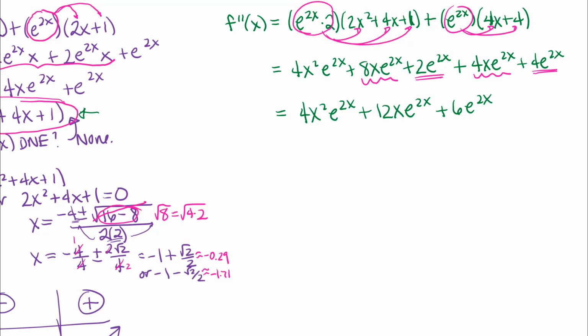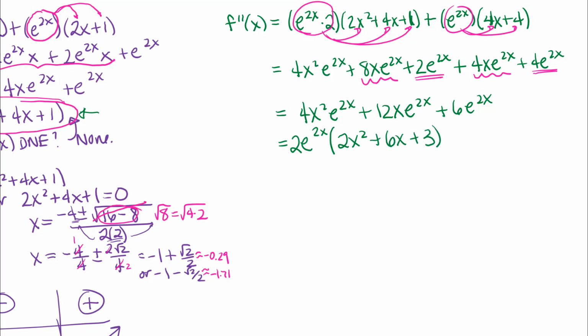And because I'm going to set that equal to 0 and solve for x, I'm going to go ahead and factor out what I have in common. I have an e to the 2x that's in common. I also have a common 2 that goes into 4, 12, and 6 that I can factor out. So I'm going to factor out the 2 and the e to the 2x. So I'll be left with 2x squared plus 6x plus 3.